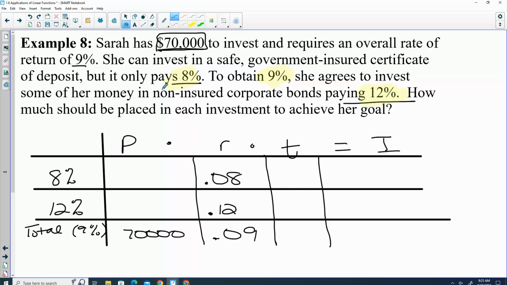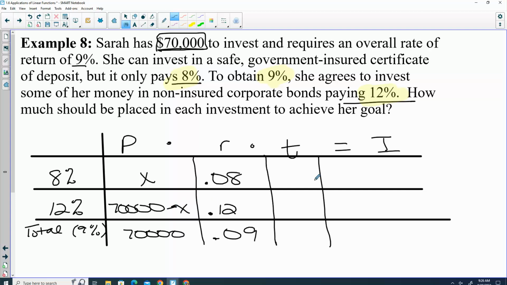Okay. We want to know how much to be placed in each investment. Do I know how much she's putting at 8%? No, so that would be X. What would I call the other one then? If I put 30,000 in the first one, how much goes in my second one? Just flip it. Total minus X. So 70,000 minus X.